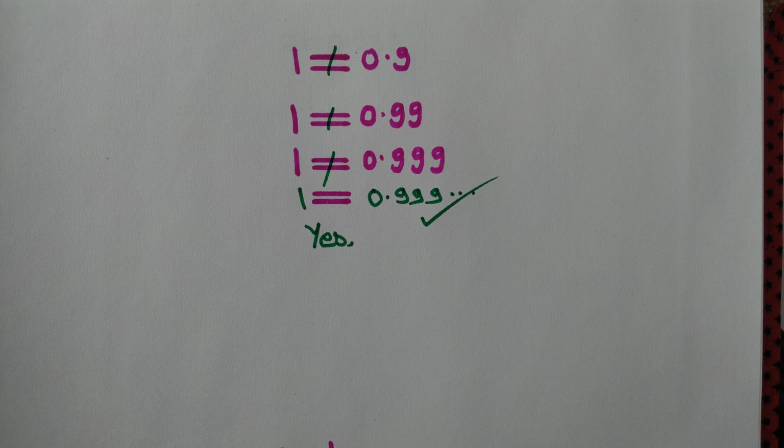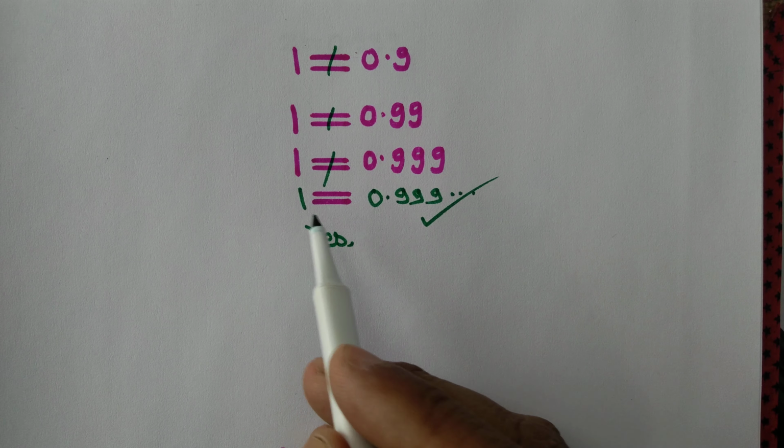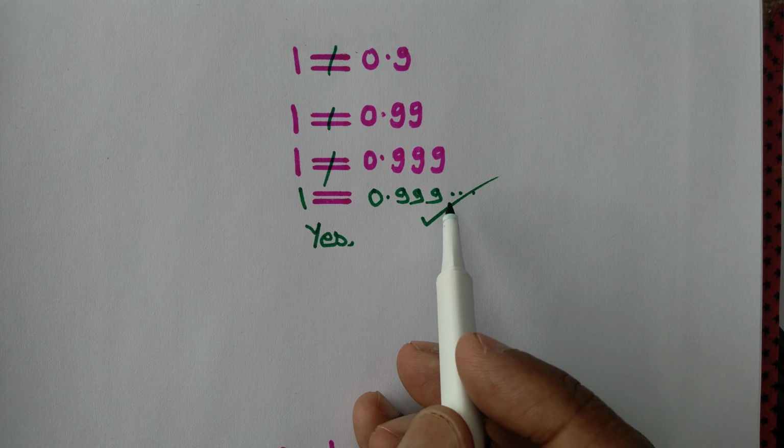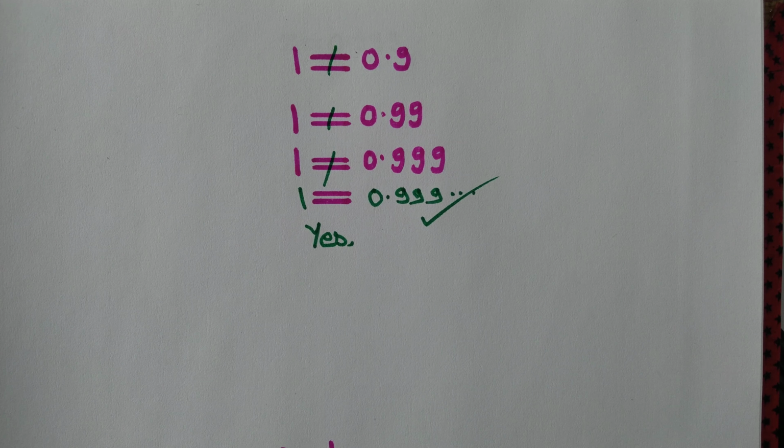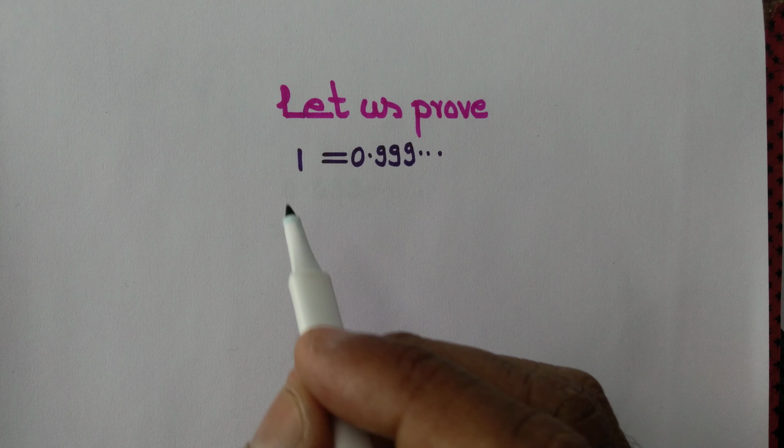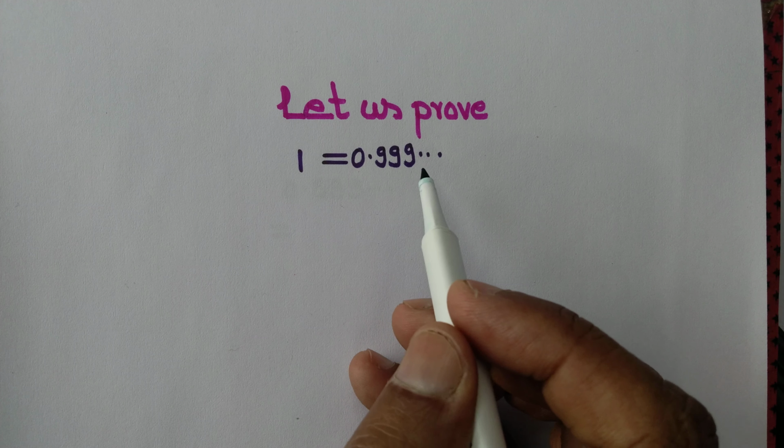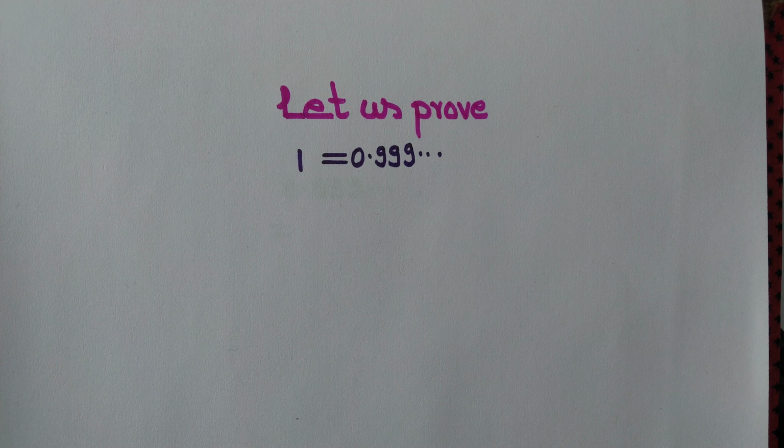An obvious question is, can we prove that 1 is equal to 0.999? An obvious answer is yes, we can prove it, and we will prove it. Let us prove that 1 is equal to 0.999 and so on.